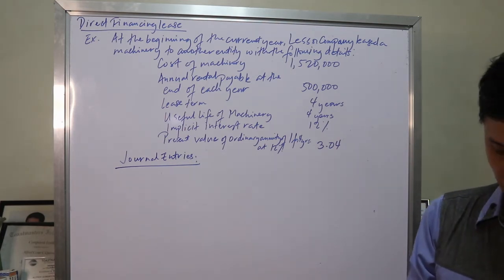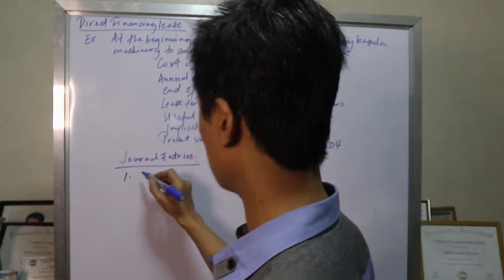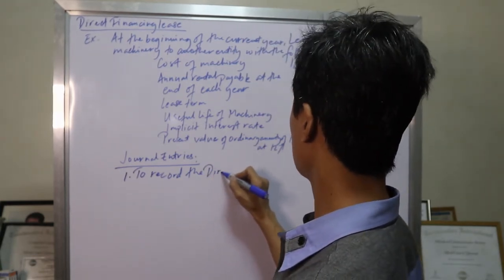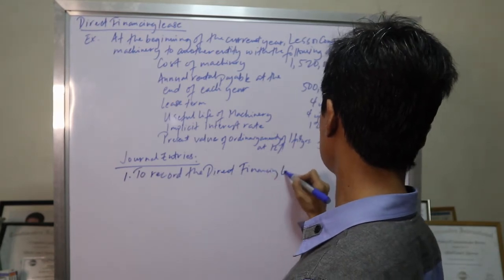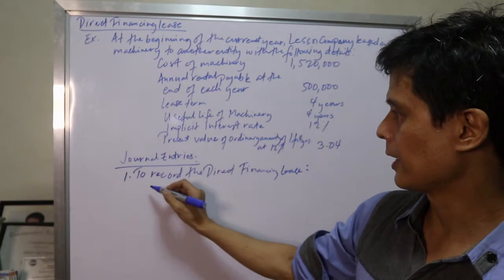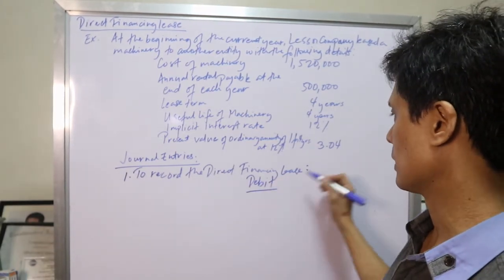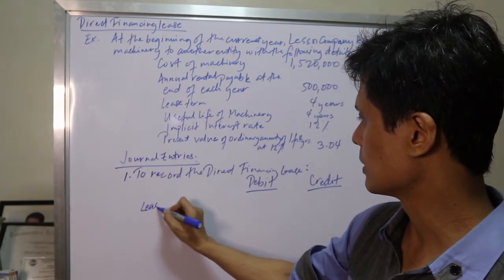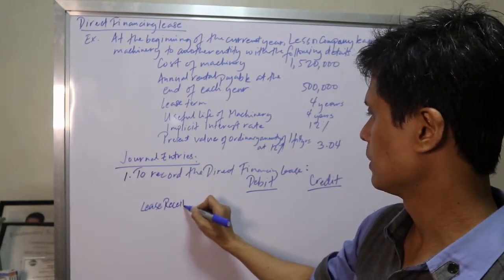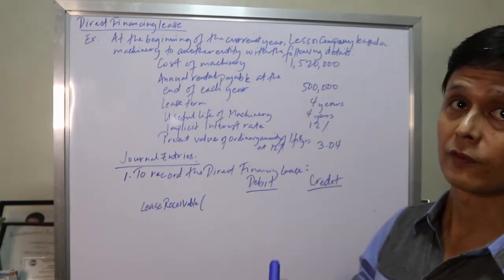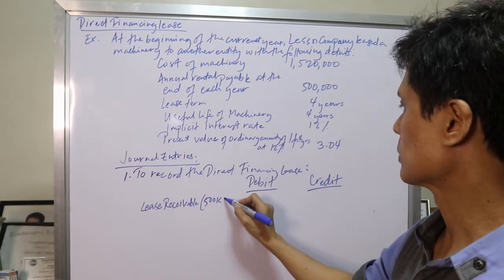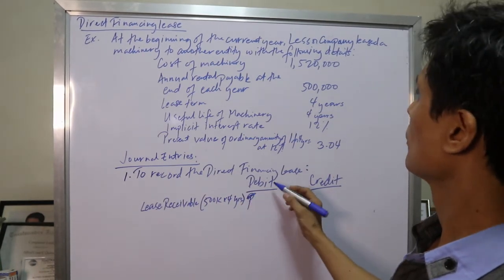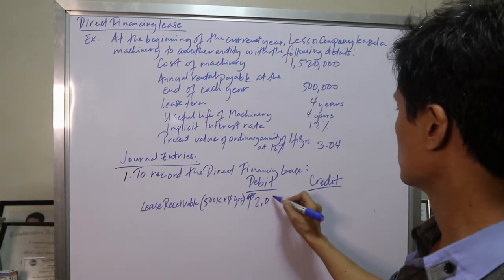So, gagawin natin yung journal entry. So, first is to record the direct financing lease. Again, journal entry. So, this is debit and this is credit. Okay, so this would be debit lease receivable. So, ang computation yan is 500,000 times 4 years yung lease term. So, this would be 2 million.